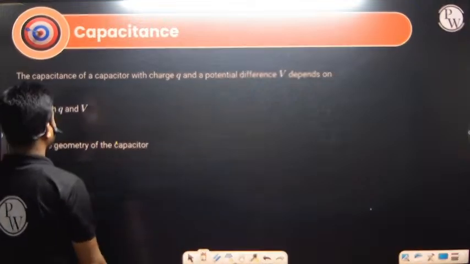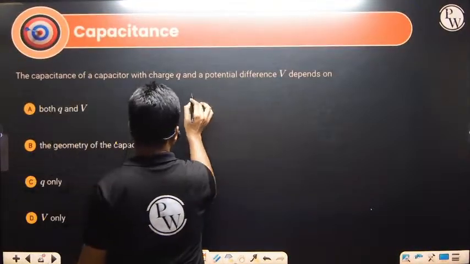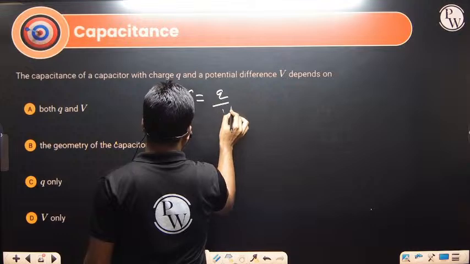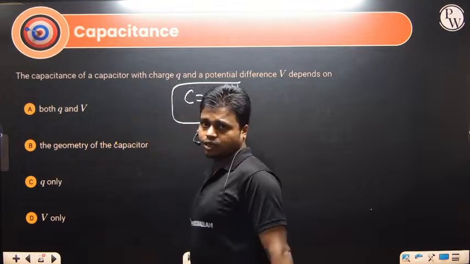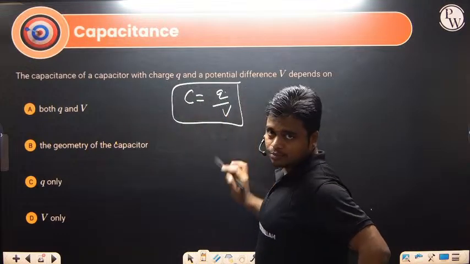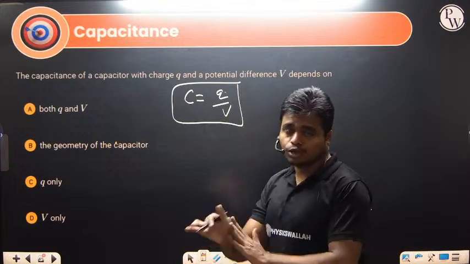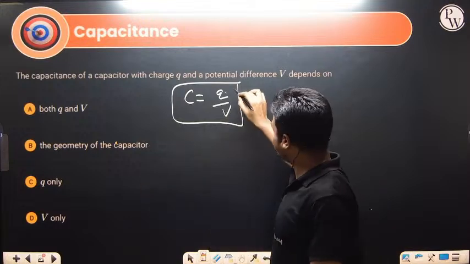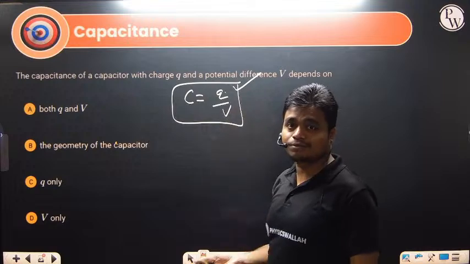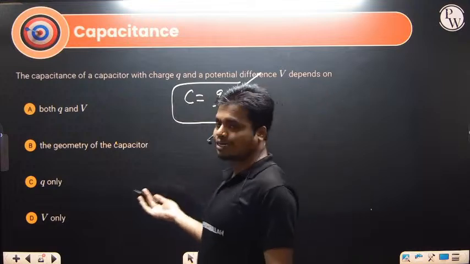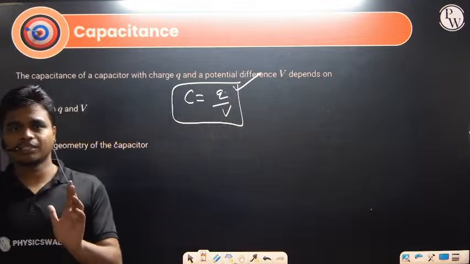Here, the capacitance of a capacitor with charge Q and potential difference V. The capacitance depends on Q divided by V. Remember this: capacitance will depend on Q divided by V, where Q is the charge, V is the potential difference. But capacitance does not depend on Q and does not depend on V. Mathematically it depends on Q and V, but not physically, because once the capacitor is manufactured, its capacitance value is constant.